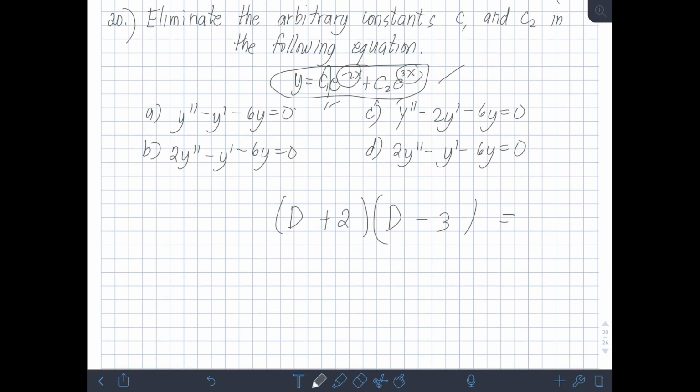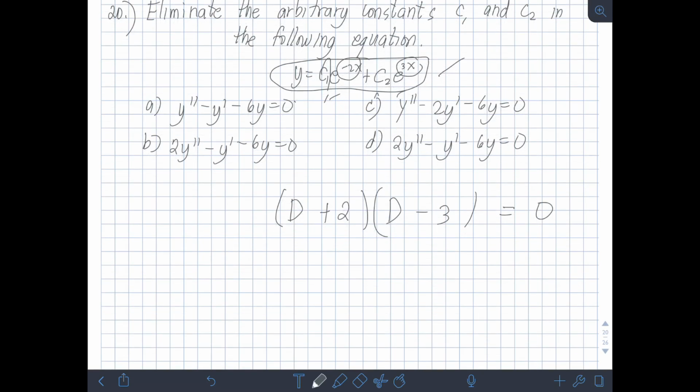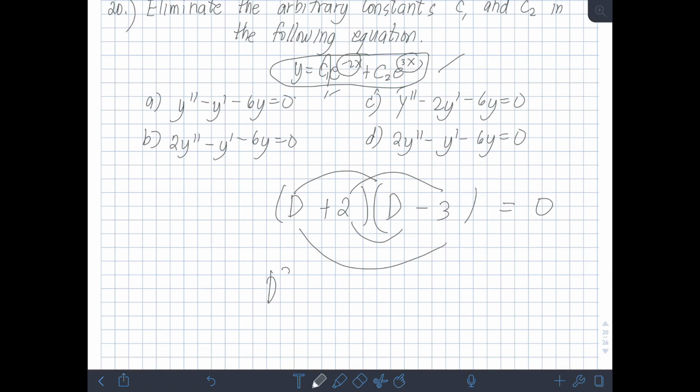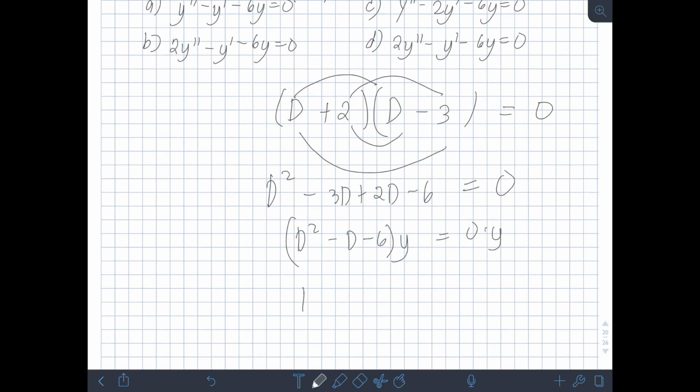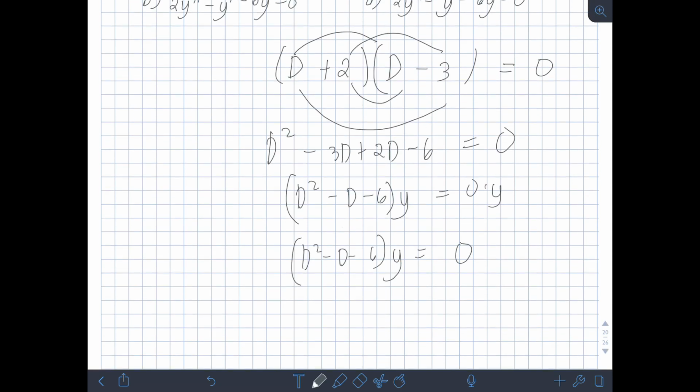Okay? Equal 0. Tapos, parang mag-file kayo. Diba? Parang binomial. D plus 2 times D minus 3. Okay? So, ganyan. So, parang D squared minus 3D plus 2D minus 6 is equal to 0. Or D squared minus D minus 6 is equal to 0. Ngayon, ito, imumultiply nyo both sides sa y. Okay? So, parang D squared minus D minus 6 times y is equal to 0 pa rin. Ngayon, itong y, i-distribute nyo. So, parang D squared y minus Dy minus 6y is equal to 0.